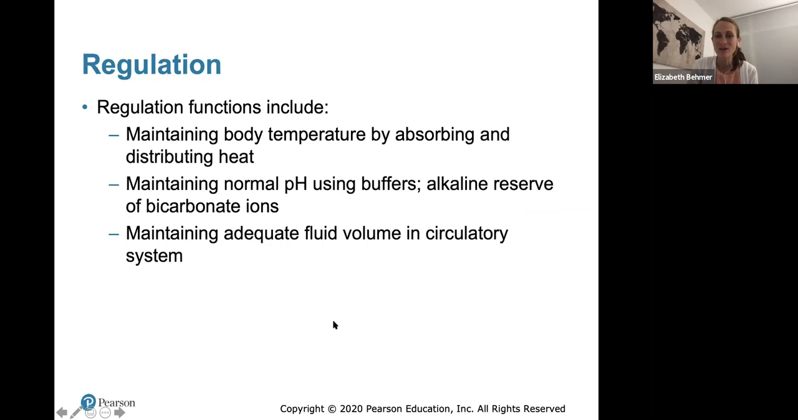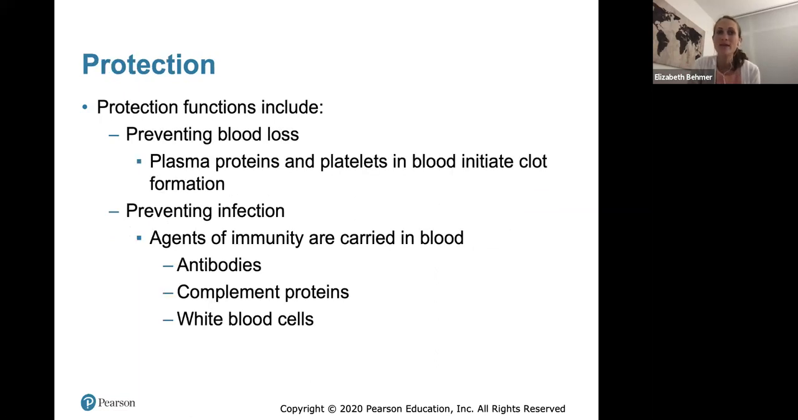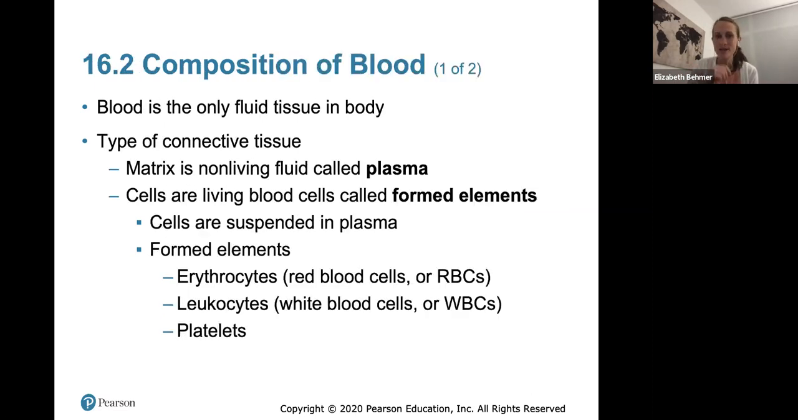The regulation functions include maintaining body temperature, maintaining pH, maintaining adequate fluid volume. And then the protection functions include preventing blood loss by the ability of your plasma proteins and platelets to initiate a clot formation when a blood vessel is damaged, and also preventing infection. We have agents of immunity that are carried in the plasma portion of blood, like antibodies, complement proteins, and white blood cells. So these are just general functions of blood.